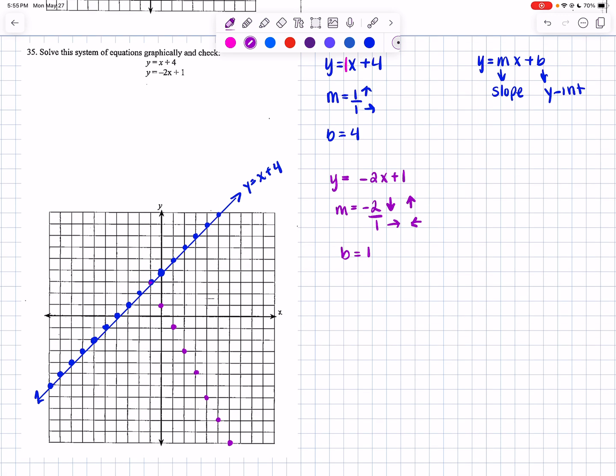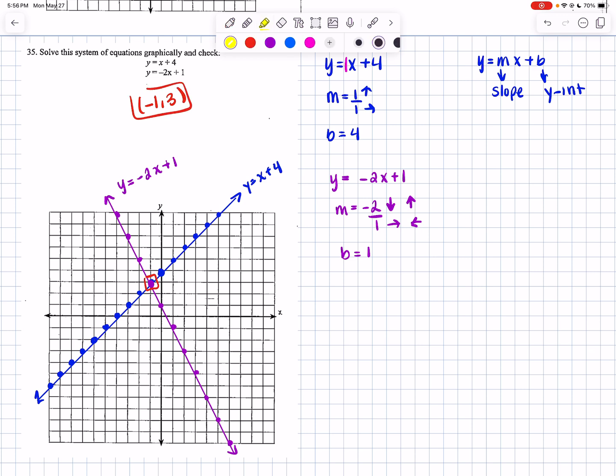And I can already see that I have a nice point of intersection. Now I draw a line going through those points. So I have y equals negative 2x plus 1. And I can see that my point of intersection is at negative 1, comma 3. So my solution is going to be negative 1, comma 3.